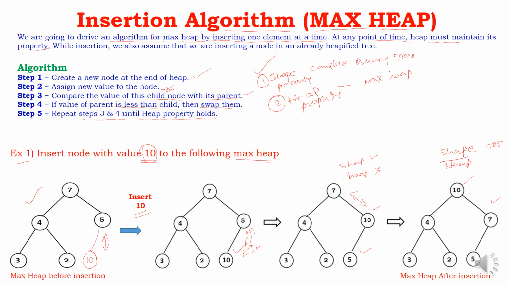10 parent is greater than children, 4 is greater than 3 and 4, 7 is greater than 5. So it satisfies shape property and it is satisfying heap property also. So we have inserted successfully one node into a max heap.